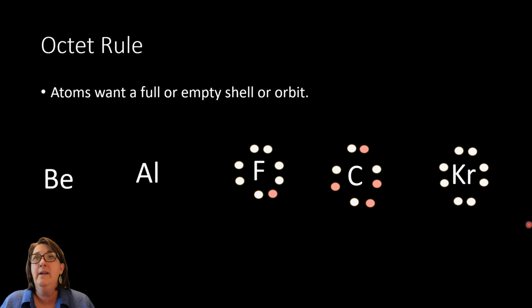I have krypton. Krypton already has 8. It does not want anything, and so it's not going to attract elements to it. So the noble gases, that group 8, they're stable. They're very inert. They're unreactive with other elements, so they kind of keep to themselves.